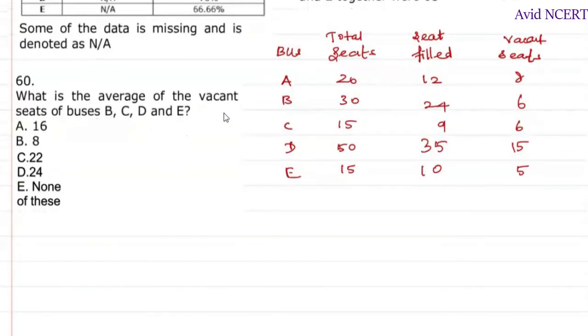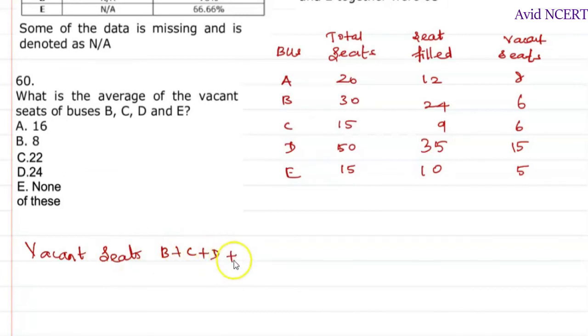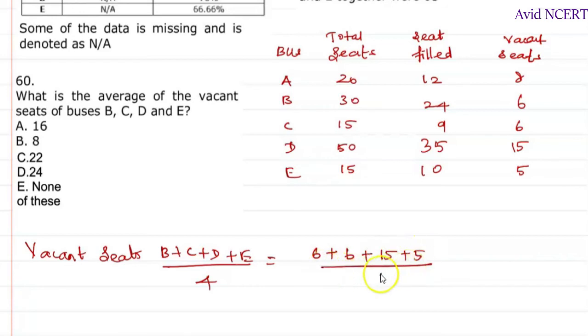That is vacant seats B plus C plus D plus E. And when they are asking for average, it should be divided by the number of buses, which is 4: 1, 2, 3, 4. So the vacant seats in bus B is 6, C is 6, D is 15, E is 5, divided by 4. 6 plus 6 is 12, 12 plus 20 is 32, divided by 4 equals 8. So the average of vacant seats for buses B, C, D and E is 8.